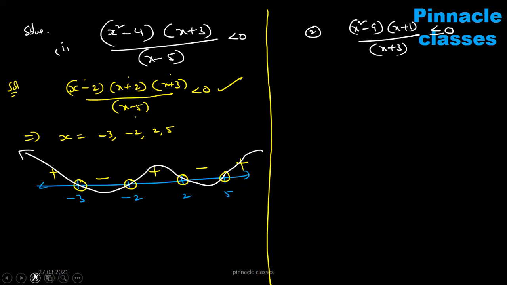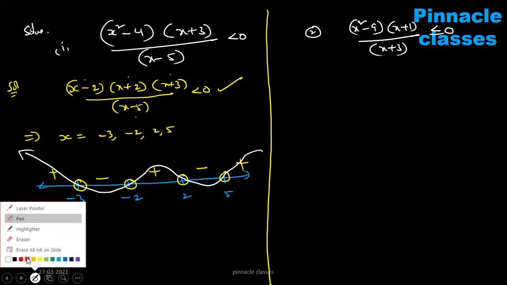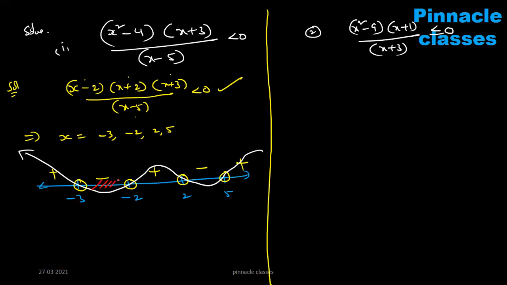Less than 0 means in this case which region do you have to take? Negative regions: minus 3 to minus 2, and 2 to 5. Yes, excellent. That means x belongs to the open interval minus 3 to minus 2, union 2 to 5. What about this case?